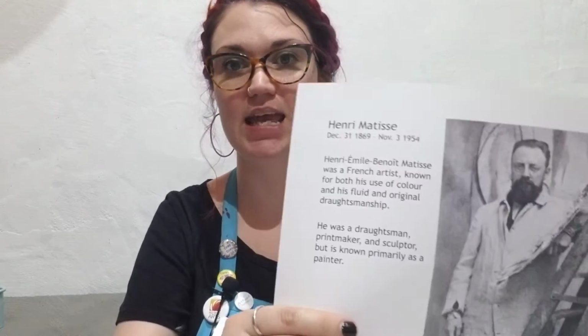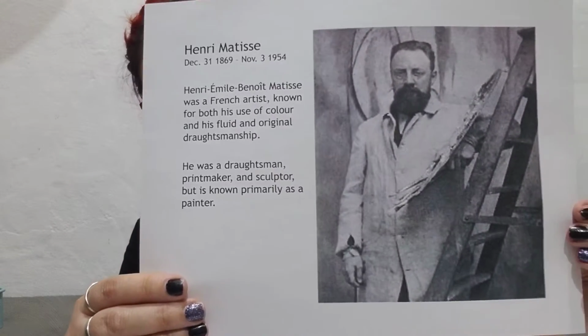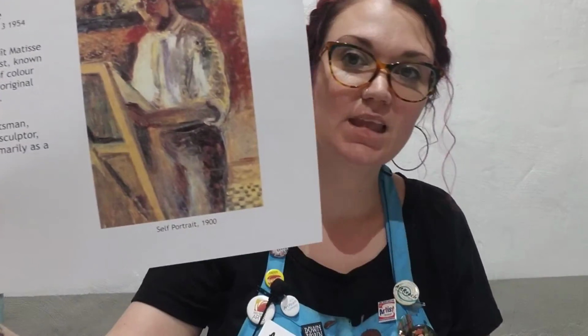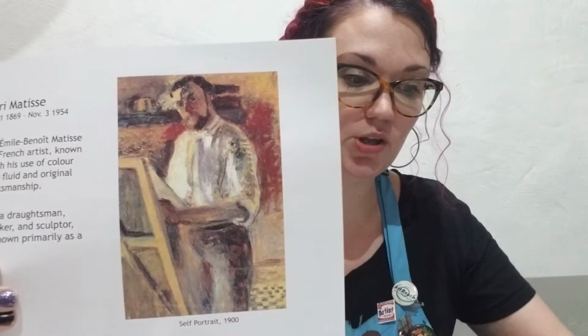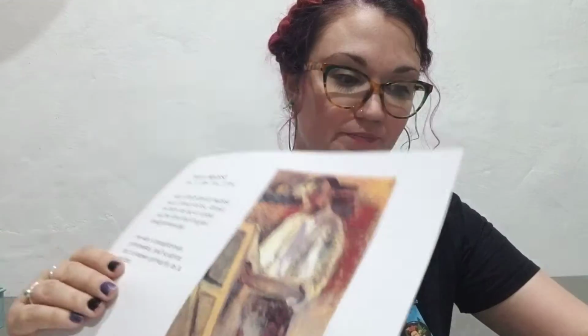So Henri Matisse was born in 1869. Here's a photo of him. And he lived in France. He started out doing a lot of painting, kind of traditional painting at the time.